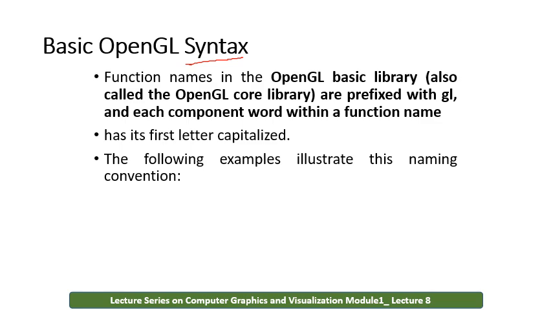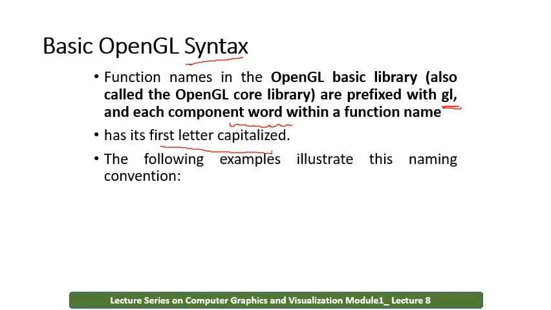So first let us understand the basic OpenGL syntax. All the function names in the OpenGL basic library, the OpenGL core library, are prefixed with the lowercase letters gl. And each component word within a function name has its first letter capitalized.